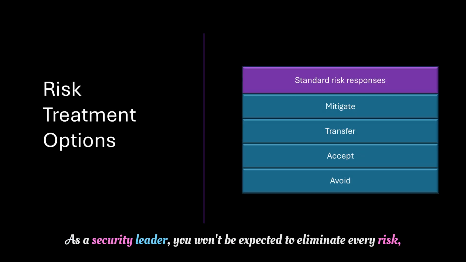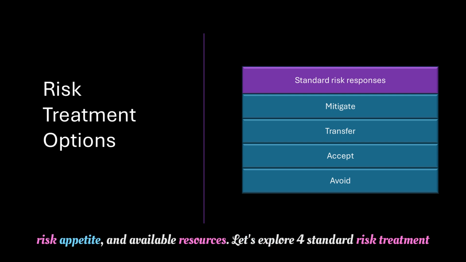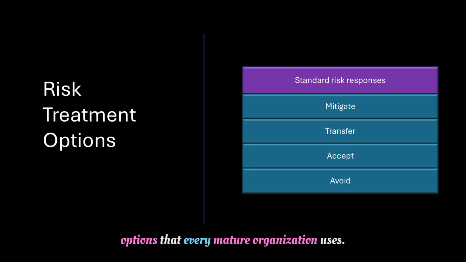As a security leader, you won't be expected to eliminate every risk, and you shouldn't try to. Instead, your job is to decide how to treat each risk based on business priorities, risk appetite, and available resources. Let's explore 4 standard risk treatment options that every mature organization uses.